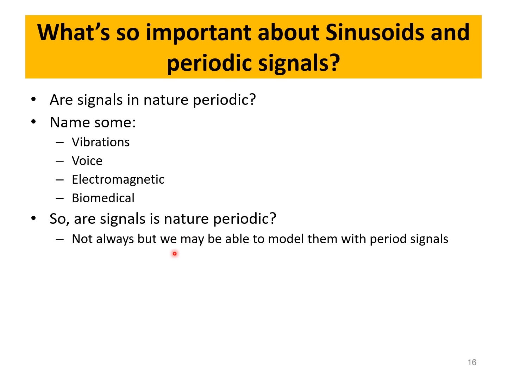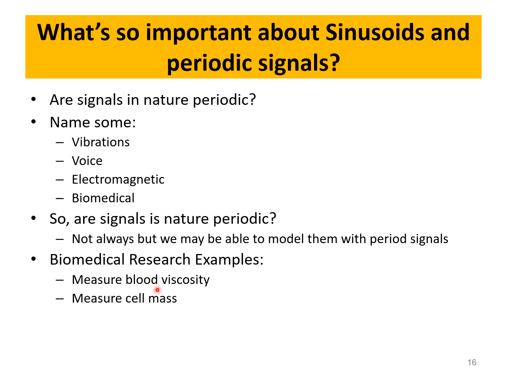So are signals in nature periodic? Not always, but we may be able to model them with periodic signals. If it's periodic, immediately you can break it down into the sinusoids that make up that signal. For example, we have measured blood viscosity. That's something where we use a lot of frequency responses and sinusoidal simulations, and also the measurement of cell mass. So not only the system, like the respiratory system. No, we can look at cells and study those things.